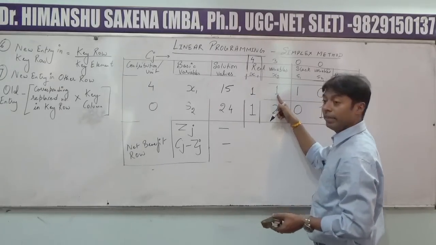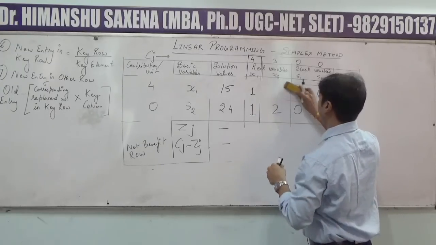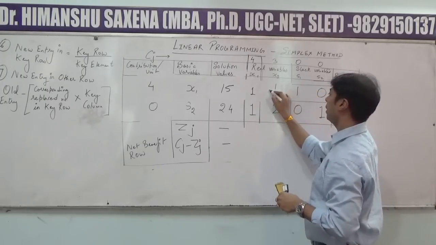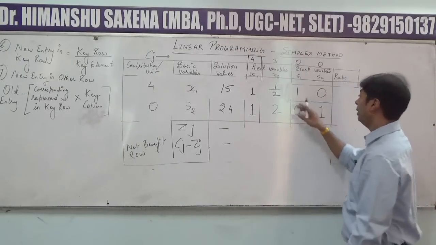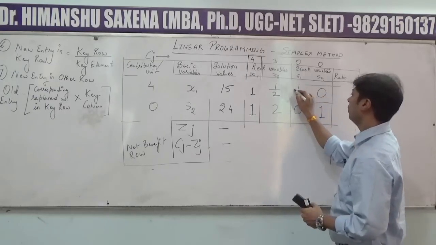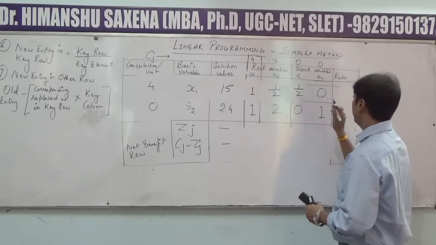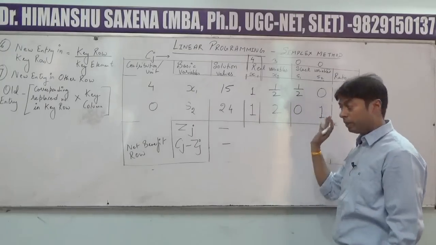Next, 1 divided by 2 will be equal to 1 by 2 only. Now let it remain 1 by 2. 1 divided by 2 will give you 1 by 2. And similarly, this 1 also divided by 2 will give you 1 by 2. Finally, 0 divided by 2 will be equal to 0 only.